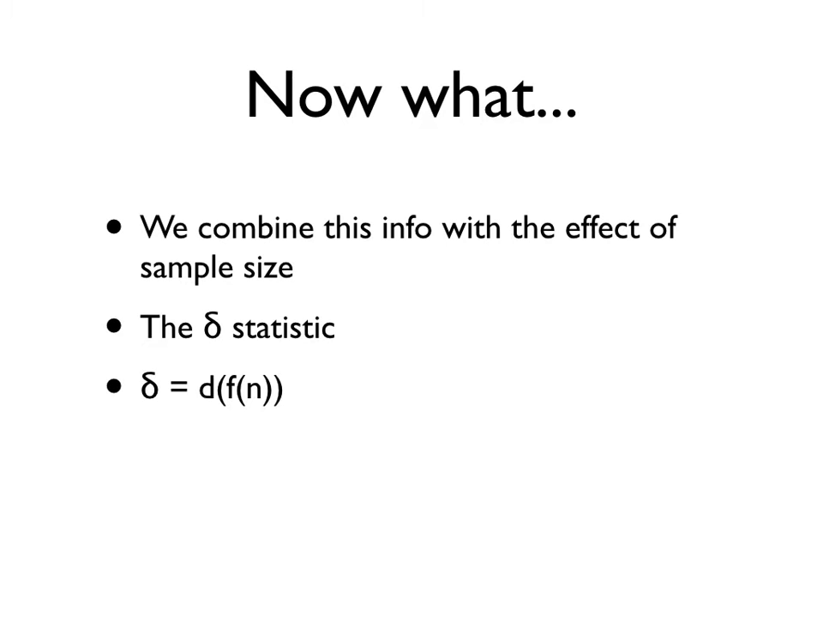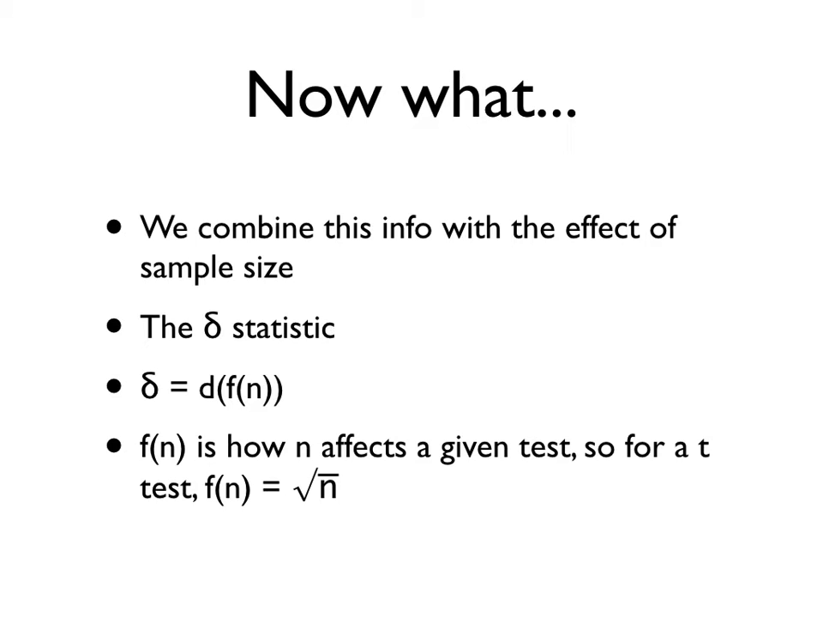So what's the effect of N? What you have to do is look at the formula you are using and go from there. So f of N is how N is affected by a test. For a t-test, f of N is the square root of N. I didn't feel like getting at the equation editor, so that looks like a check mark and a bar, but pretend it's the square root of N.